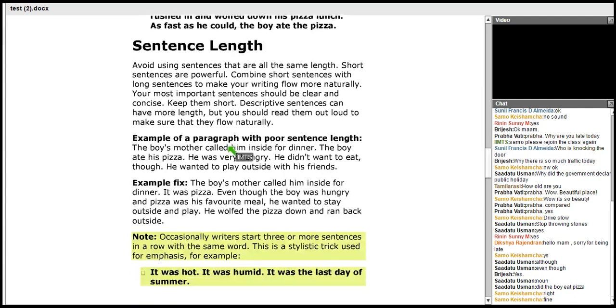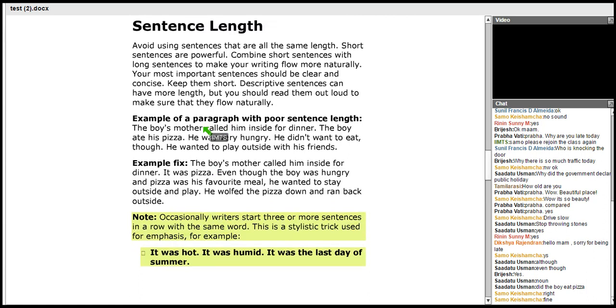Okay. Now, sentence length. Avoid using sentences that are all of the same length. Short sentences are powerful. Combine short sentences with a long sentence to make your writing flow more naturally. Your most important sentences should be clear and concise. Keep them short. Descriptive sentences can have more length, but you should read them aloud to make sure that the flow is natural. See, now an example of a paragraph with poor sentence length.